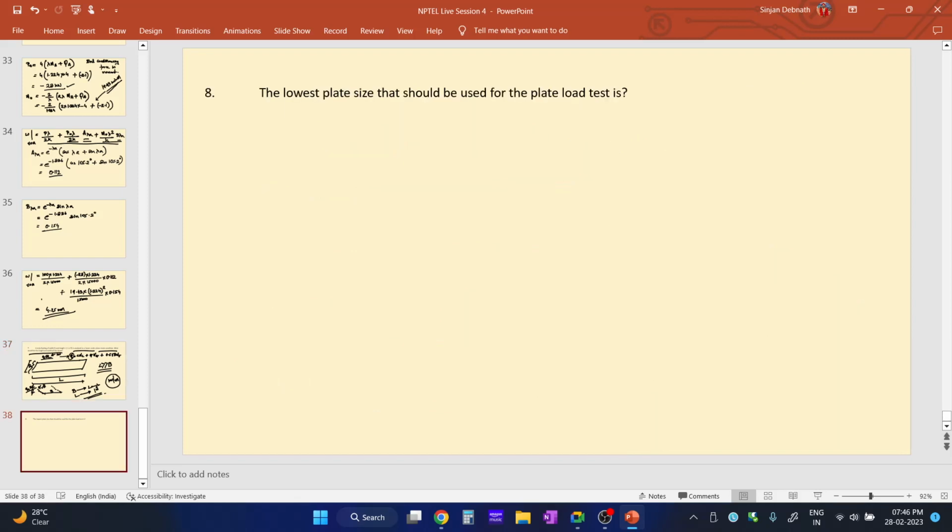This one is the last question, a very simple one: the lowest plate size that should be used for the plate load test. I hope you know the size of the plate that is used. It is 30 centimeters, yes. This is a very short question which I just gave. It is 30 centimeter only, so a plate below 30 centimeter shouldn't be used, and also greater than 70 centimeter.